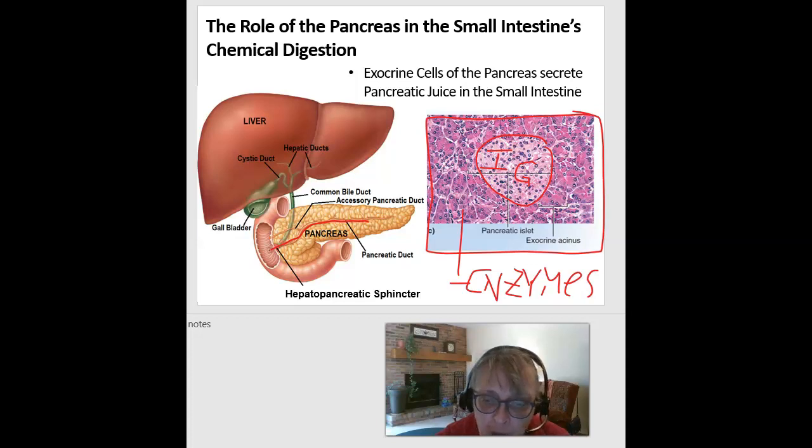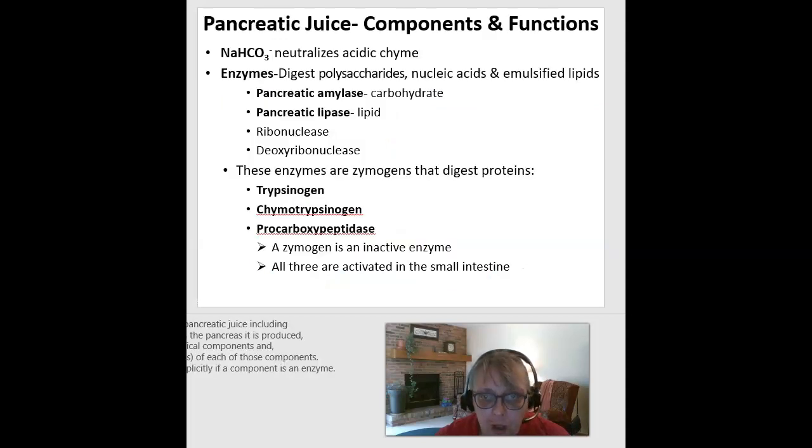The components of pancreatic juice include bicarbonate, so that helps neutralize chyme even more. Enzymes: pancreatic amylase will break down carbs. Pancreatic lipase will break down lipids. Don't worry about the nucleic acid ones. And some other enzymes that aren't really activated yet, so we call them zymogens.